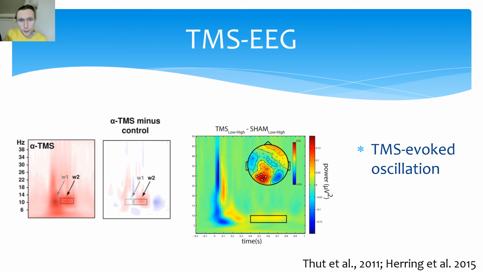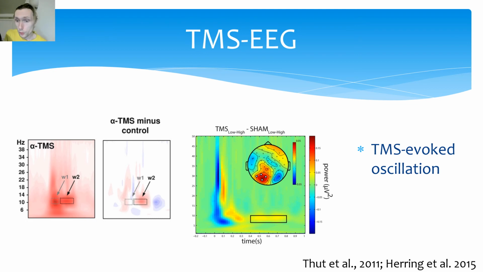You can also look at the oscillatory response, and that is quite interesting because of a study by Thut et al. from 2011, where they applied 5 pulses in a row, and there were always 100 milliseconds between each pulse, which means it's a frequency of 10 Hertz. So 5 pulses at a frequency of 10 Hertz. And what you saw is that the alpha activity in the brain was increased after those 5 pulses for up to 5 seconds after those 5 pulses occurred.